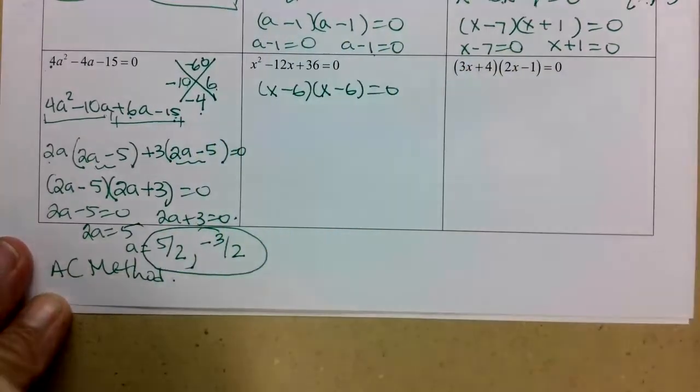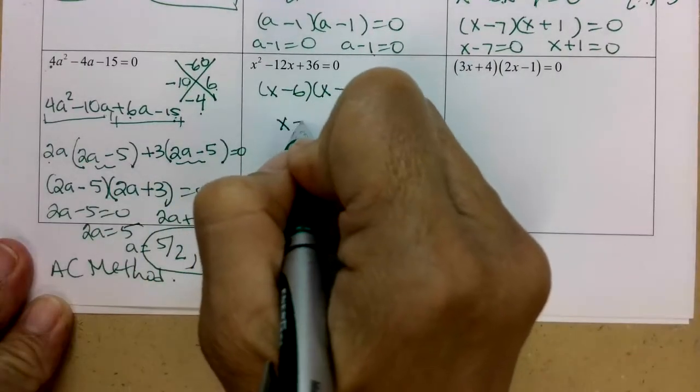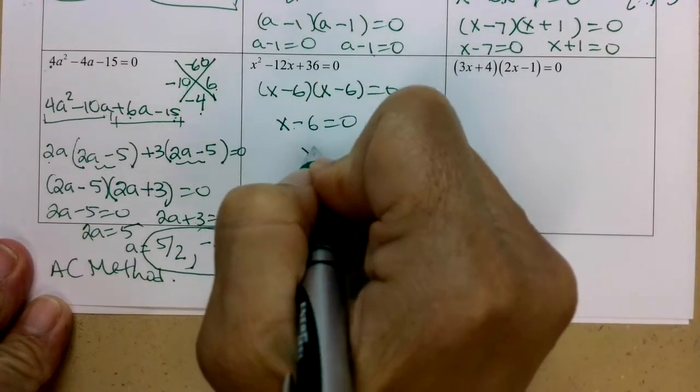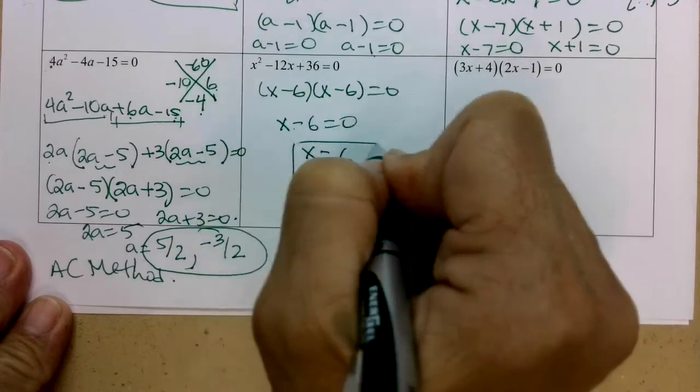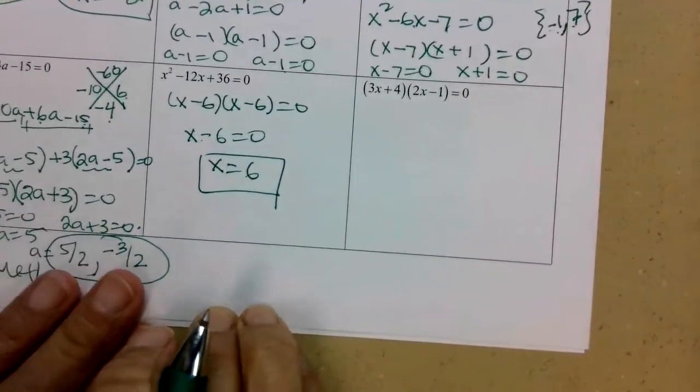x minus 6 times x minus 6 is how that one factors. So this one has one solution. It's just repeated. So x equals 6 is the only solution. You don't have to write it twice.